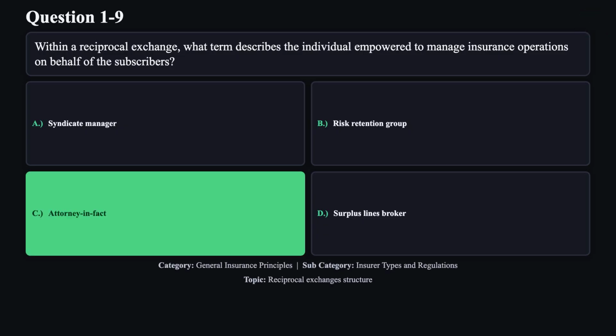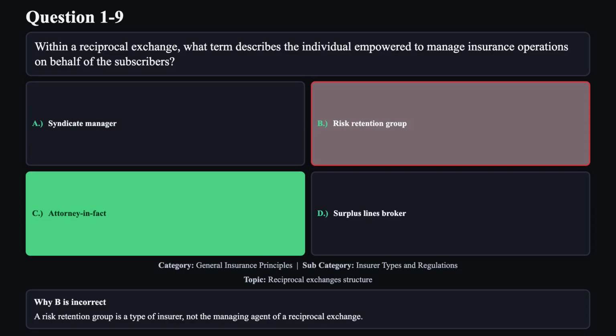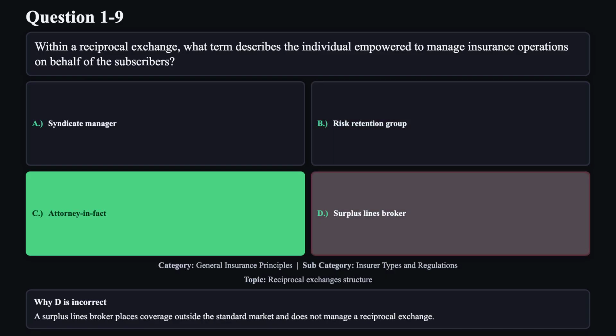The correct answer is C. Reason A is not correct. Syndicate managers operate in Lloyd's markets, not in reciprocal exchanges. Reason B is not correct. A risk retention group is a type of insurer, not the managing agent of a reciprocal exchange. Reason D is not correct. A surplus lines broker places coverage outside the standard market and does not manage a reciprocal exchange.